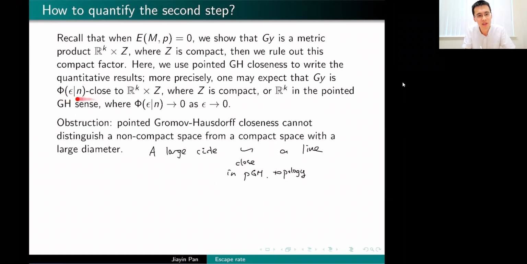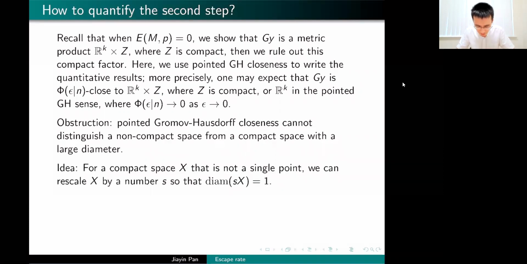But against this, we want to say that they're uniformly close, right? Here we say phi epsilon n only depends on epsilon and n, while it does not depend on how large the diameter of Z is. Okay, so that's a clear obstruction you need to overcome if we pursue this approach.